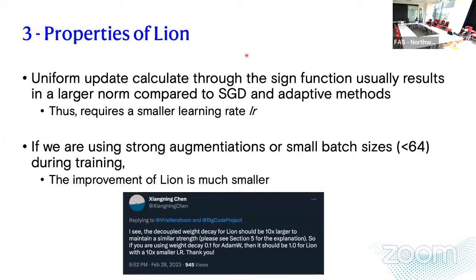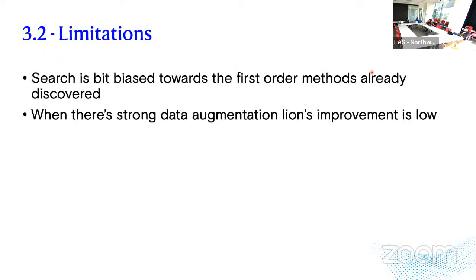So in terms of using Lion in experiments, they say that because of this sign function clipping, overall these updates become much larger. So we actually need about a 10 times smaller learning rate. And if we have strong augmentations already in place, the improvement of Lion might be a bit smaller. So those are some intuitions that we can take.